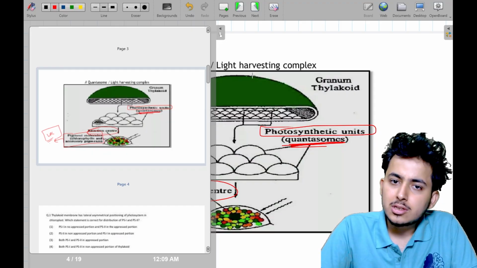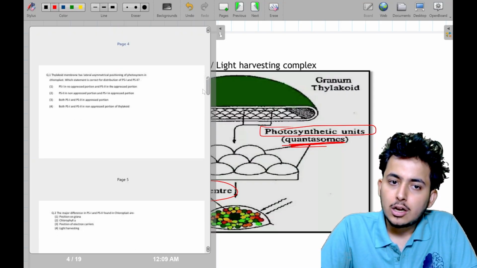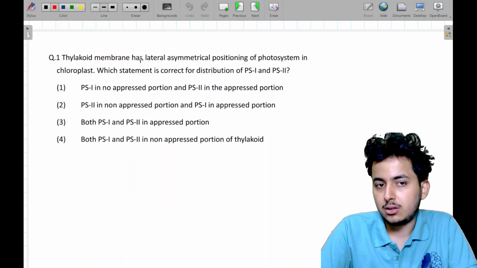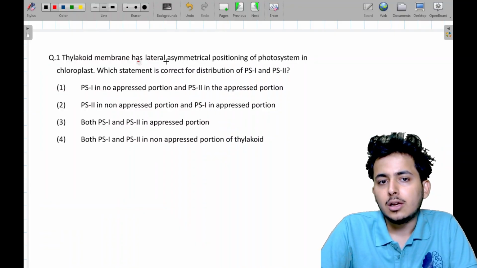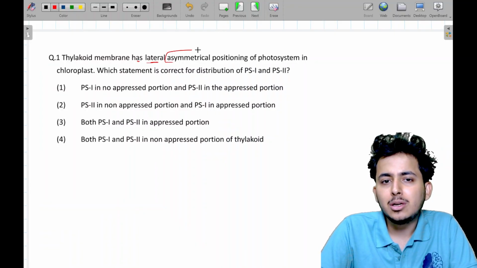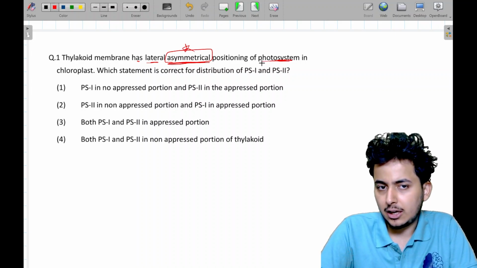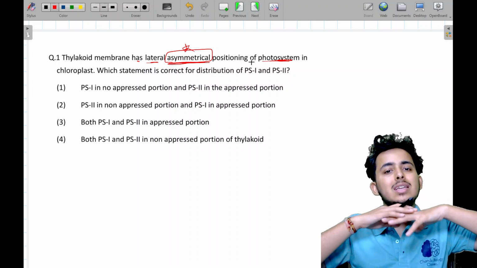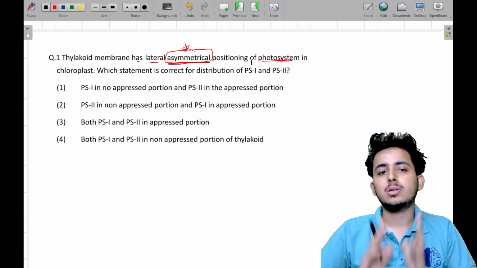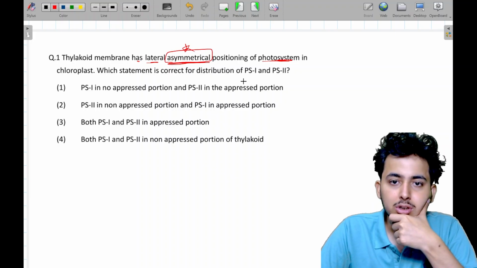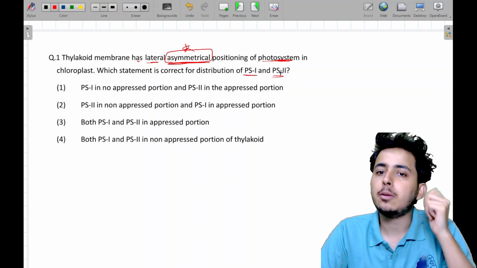So if this much concept is clear to everyone, I will ask you a question: the thylakoid membrane has lateral asymmetrical positioning. Very, very important point in the question itself. Asymmetrical positioning of photosystems. We have seen that diagram, everything was asymmetrical, nothing was in proper symmetry. So, which statement is correct for the distribution of PS1 and PS2?